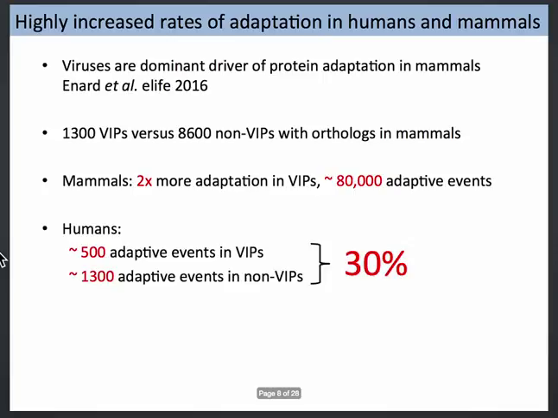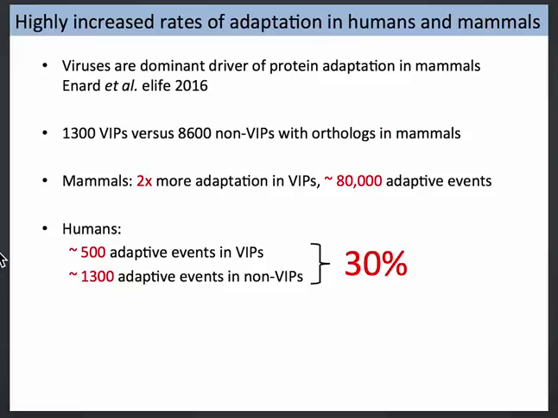Now, if you focus on human, there were about 500 adaptive events in VIPs that we could estimate, versus 1,300 adaptive events in non-VIPs. So although VIPs represent about 13% of the proteins included in this study, they account for a very substantial 30% of adaptation in human evolution. That really means that viruses have had a quantitatively very important impact on adaptation in human proteins.